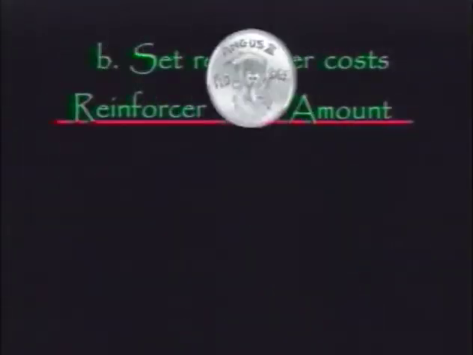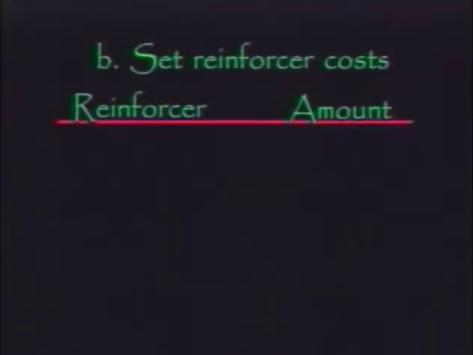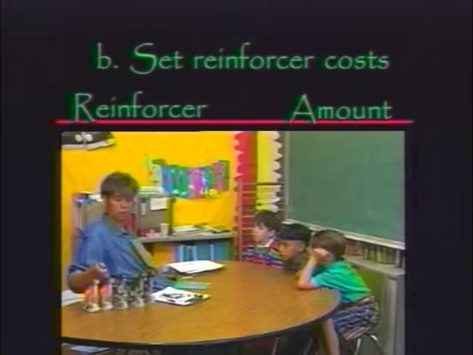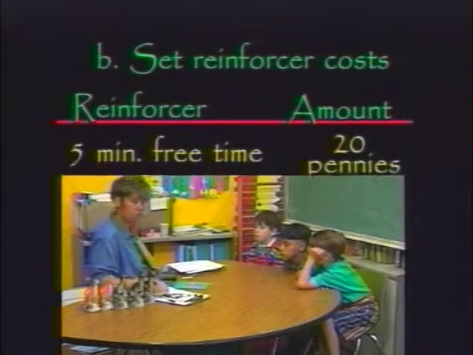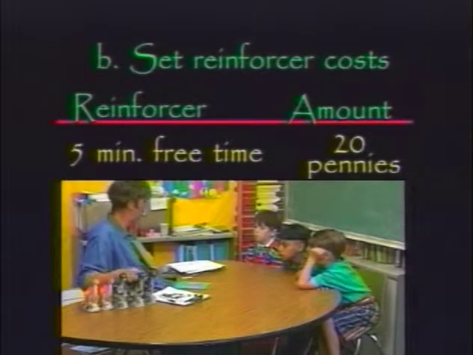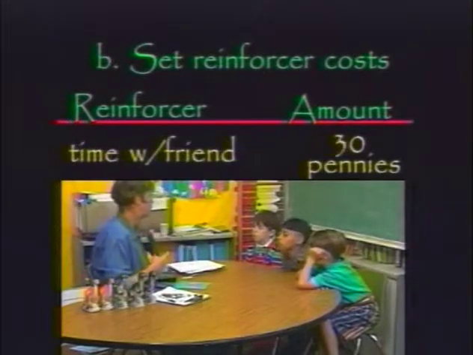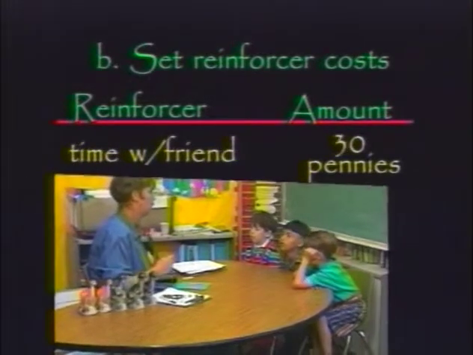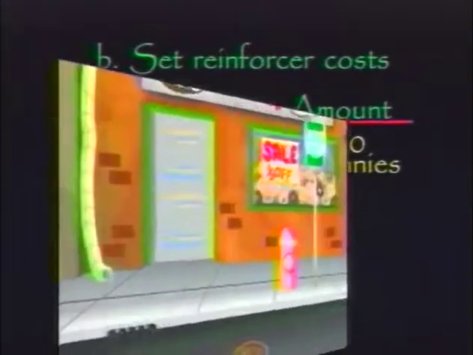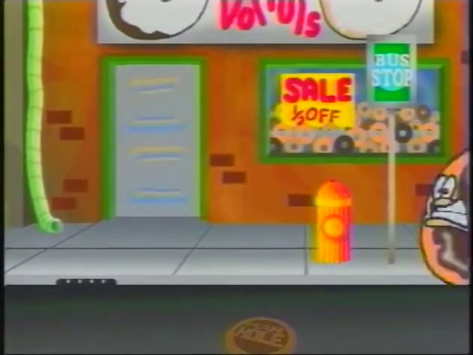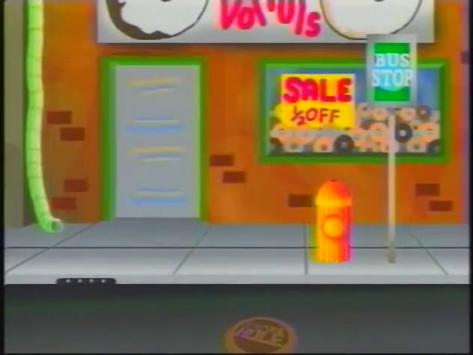The flip side of this coin is deciding how many tokens each reinforcer will cost. For instance, this instructor requires students to earn 20 pennies for 5 minutes of free time, but increases the cost of free time to 30 pennies if students want to spend that time with a friend. The secret, as in many economies, is knowing what items are in most demand, then pricing them accordingly.